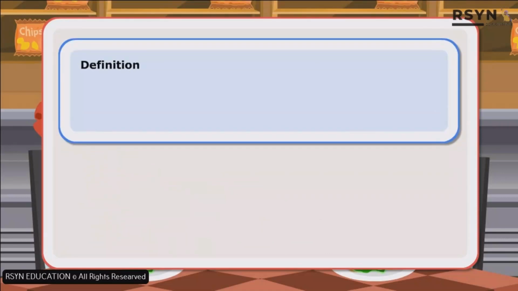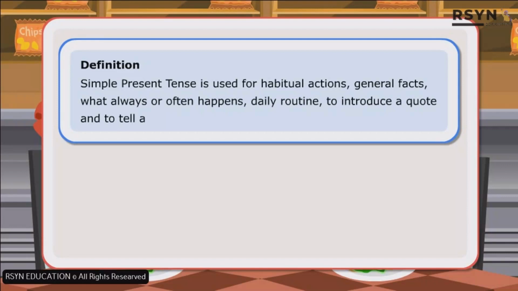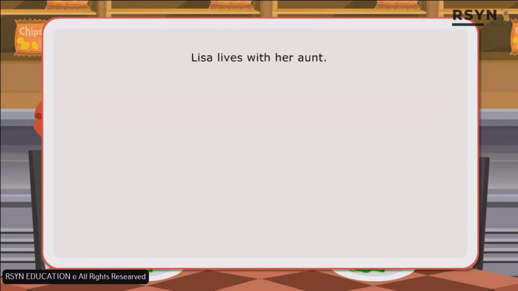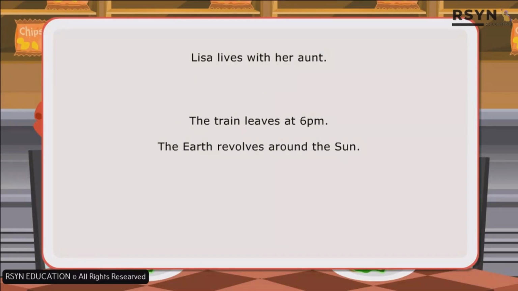Definition. Simple present tense is used for habitual actions, general facts, what always or often happens, daily routine, to introduce a quote and to tell about a future event which is a part of a fixed schedule. Let us look at a few sentences. Lisa lives with her aunt. The train leaves at 6 p.m. The earth revolves around the sun.